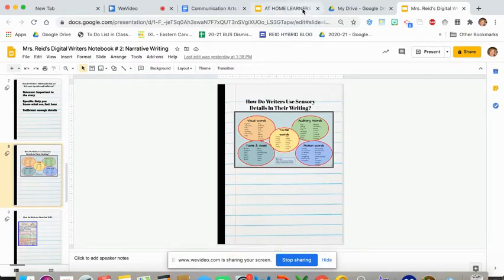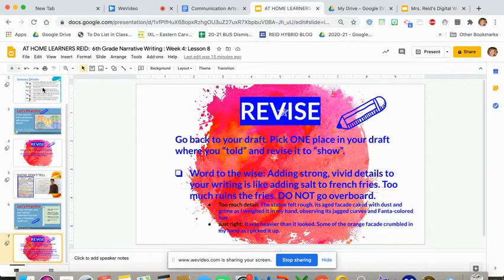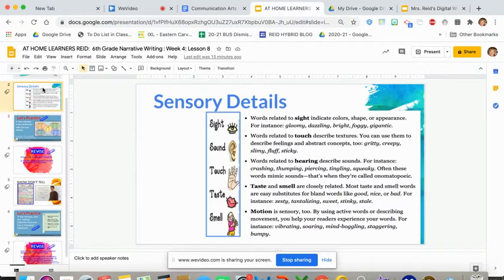And then you're going to pull up the Pear Deck. And I'd like you to write this page in your notebook, either your digital notebook or your hard copy notebook. I think this is very thorough, but it's really a great page to give you an indication of all the different types of sensory details. So when we're talking about sensory details, we're talking about sight, sound, touch, taste, and smell. And actually, even motion can be considered a sensory detail.